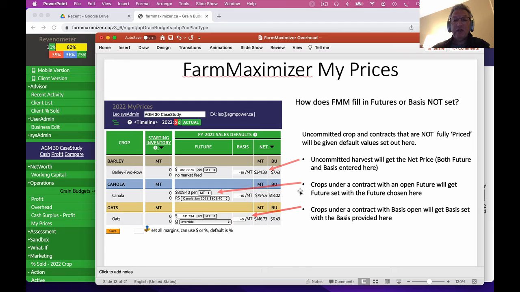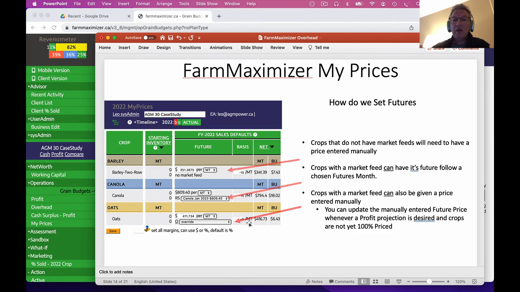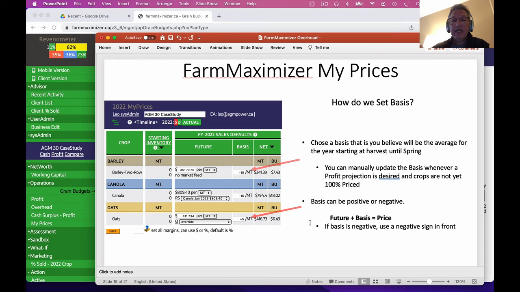For crops under a contract with an open future, we're going to be looking at just the future area, and a contract that has the future set will only be pulling in the basis number. Crops that do not have a market feed, you're going to have to set the value manually. Crops that do have market feeds, you can set manually with an override or set it to a particular month. When you set basis, keep in mind that prices are determined by future plus basis equals price. So if a basis is negative, be sure to use a negative sign in front of the number.